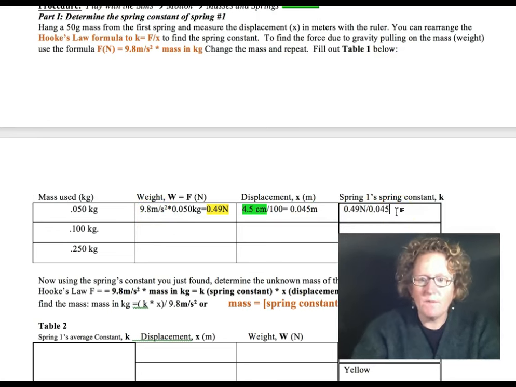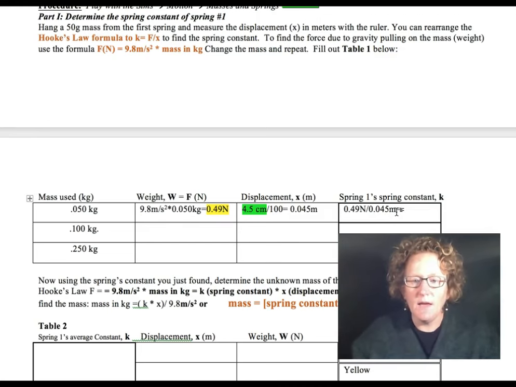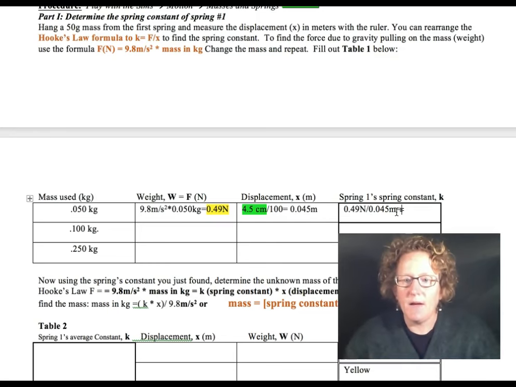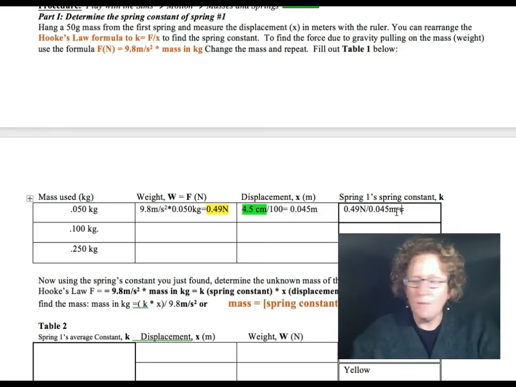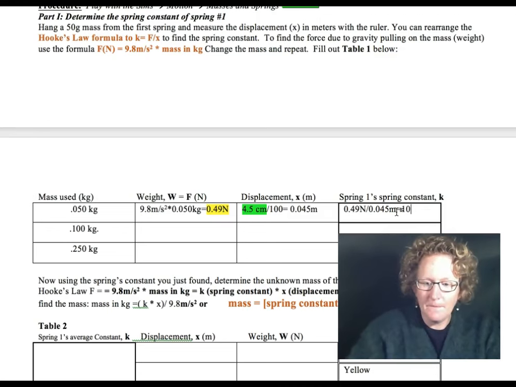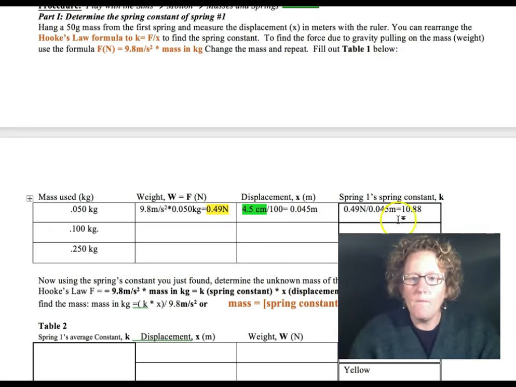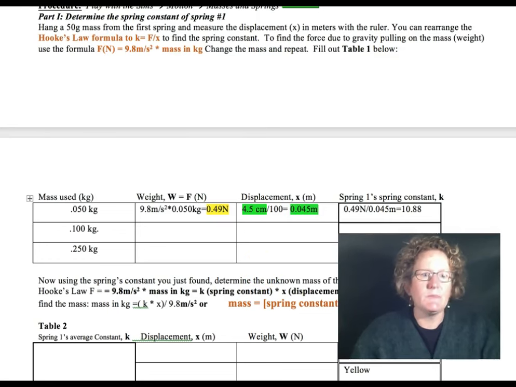So 0.045 meters, now I just want to take 0.49 and divide it by 0.045. And I get 10.88 as a spring constant. I will let you guys do the rest. Remember, you want to convert your centimeters of displacement to meters of displacement.